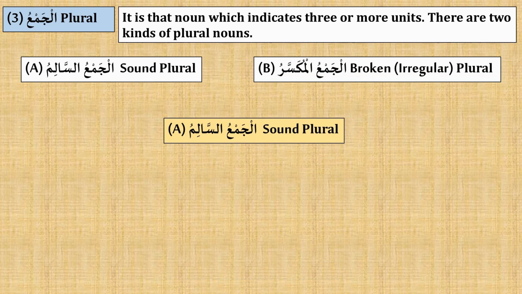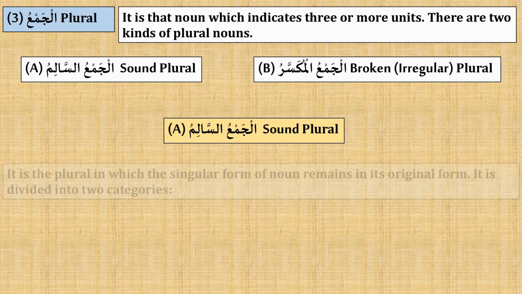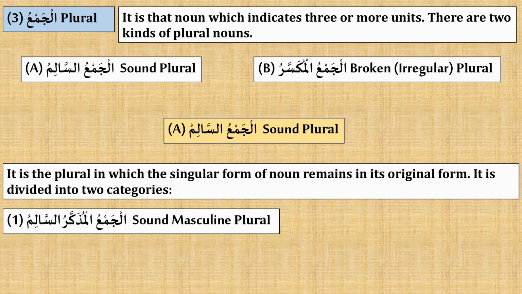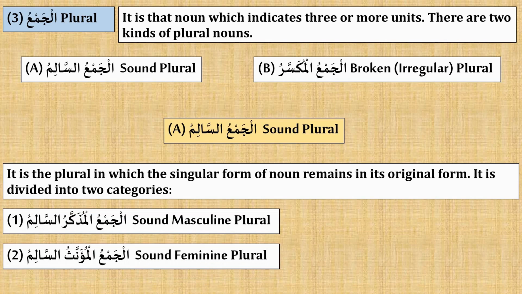The first one, al-jam'u salim, sound plural. It is the plural in which the singular form of noun remains in its original form. It is divided into 2 categories. First one, al-jam'u al-mudhakkar salim, sound masculine plural, and the second one, al-jam'u al-muannath salim, sound feminine plural.